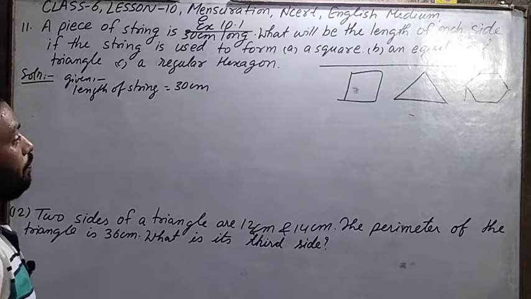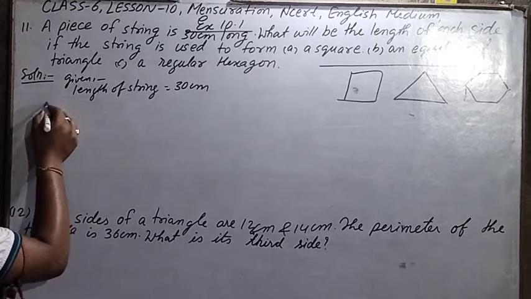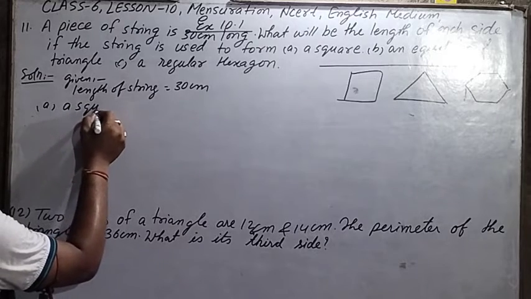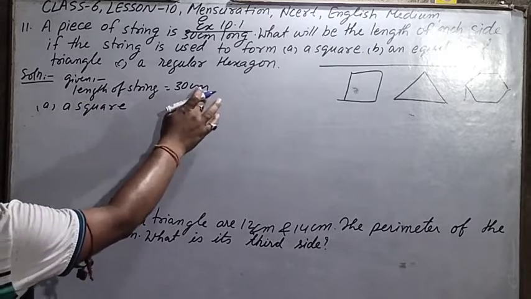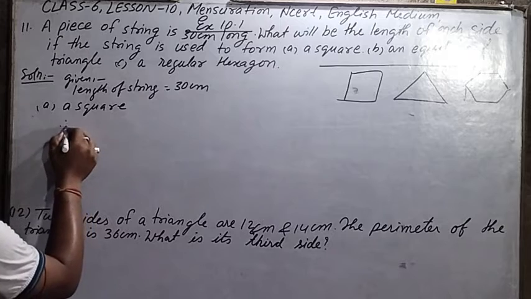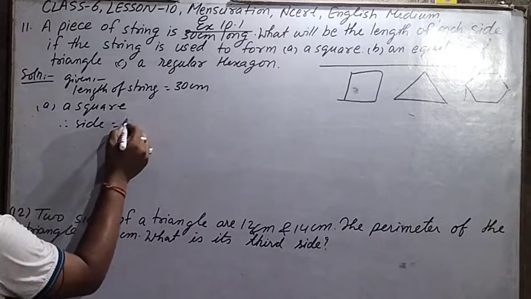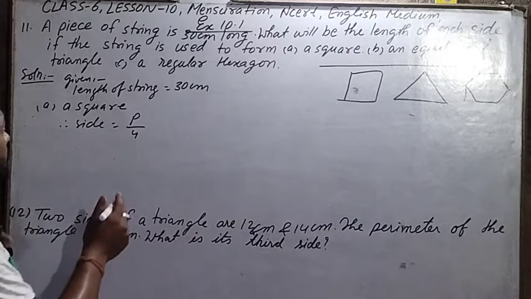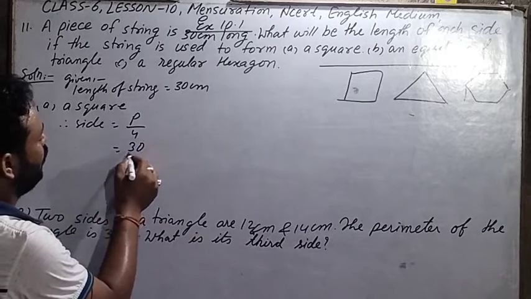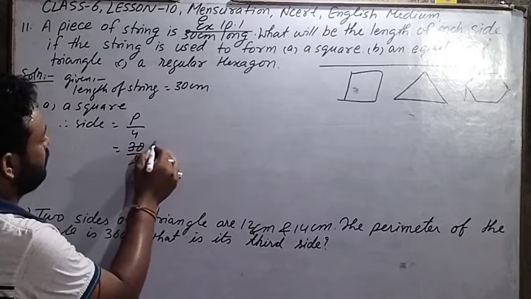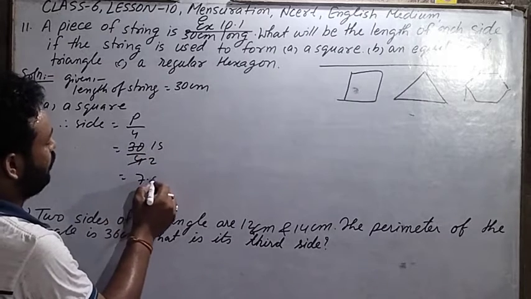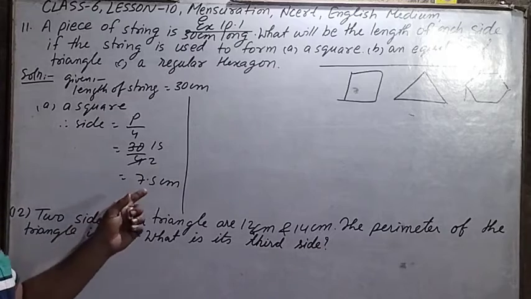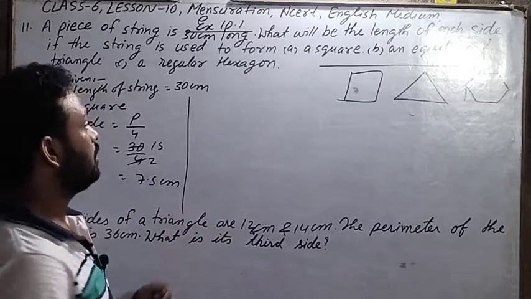each side. So first one, when it is a square, 30 centimeter will be the perimeter, therefore side is equal to perimeter by 4. I have given the formula for this. So 30 by 4, that is 7.5 centimeter. In a square case, each side will be 7.5 centimeter.